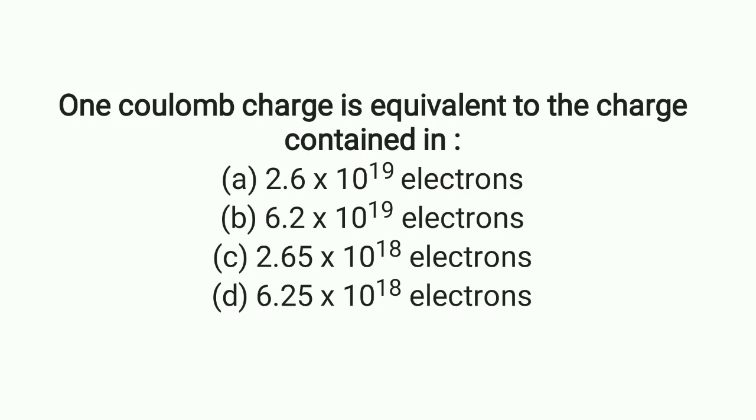Next question. 1 coulomb of charge is equivalent to the charge contained in option A, 2.6 into 10 raised to 19 electrons. Option B, 6.2 into 10 raised to 19 electrons. Option C, 2.65 into 10 raised to 18 electrons. Option D, 6.25 into 10 raised to 18 electrons. So here 1 coulomb of charge is equivalent to 6.25 into 10 raised to 18 electrons. So option D is the right answer.